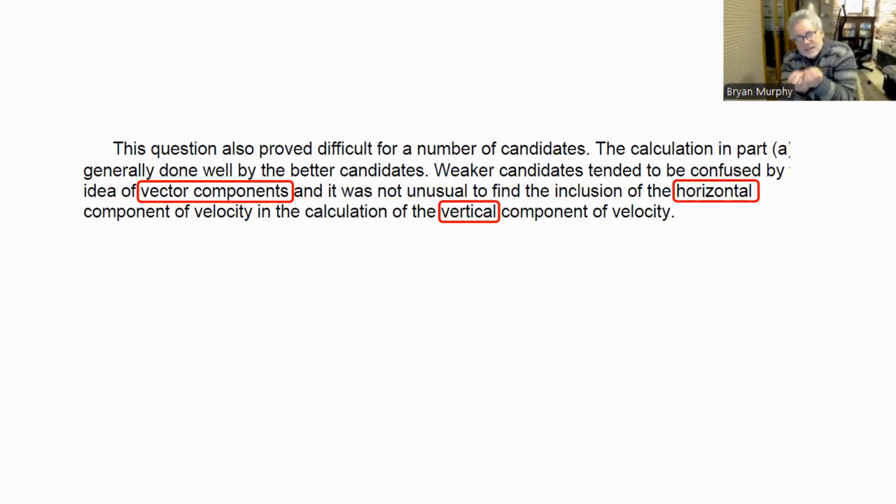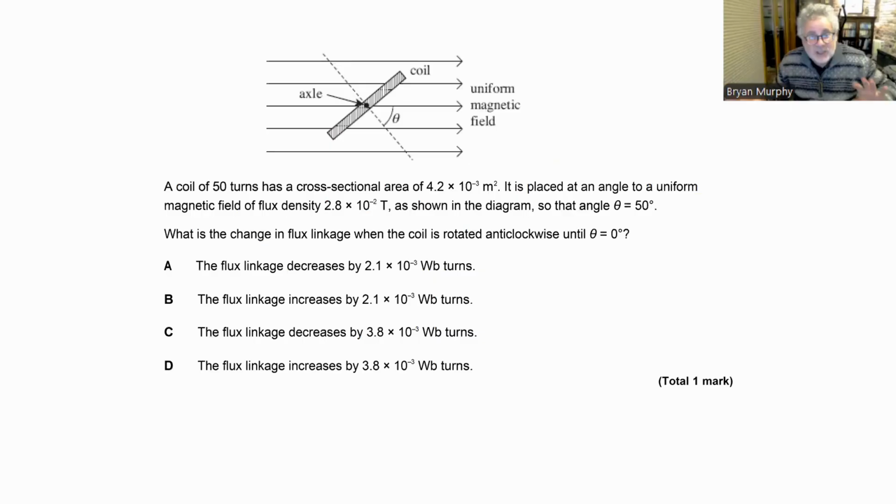I don't know yet what Russian is for horizontal and vertical. I'm going to look it up because I want to know. I want to take an exam in Russian just to see what happens, just for fun. Okay, so we know what horizontal is. We know what vertical is. I know it's a bit patronizing, but look, some people can't do that. But you are not the weaker candidates. You're way up there, guys.